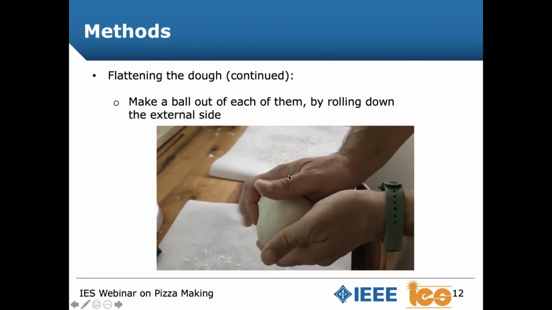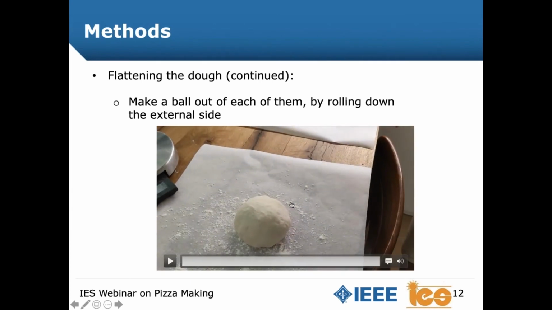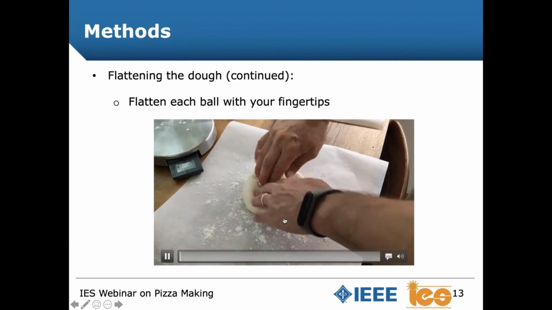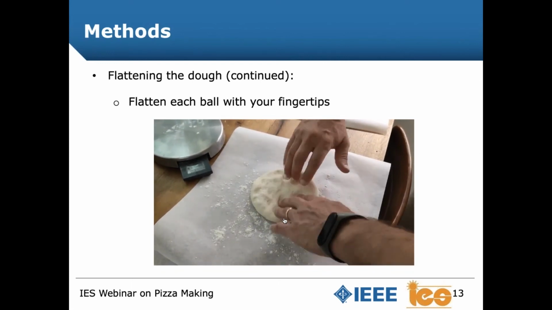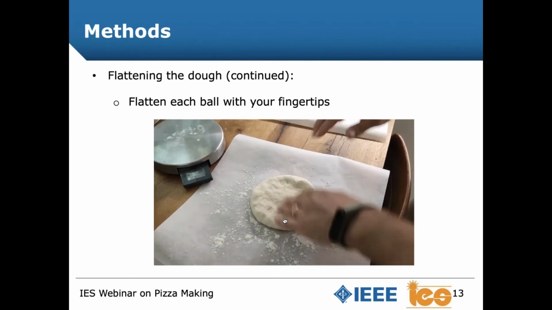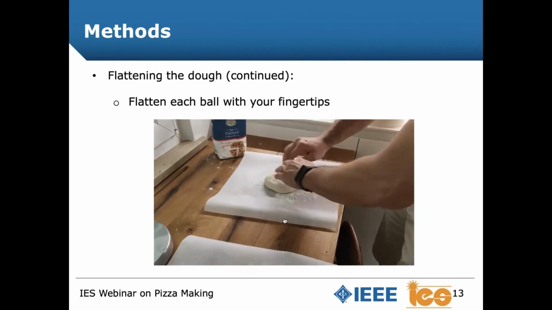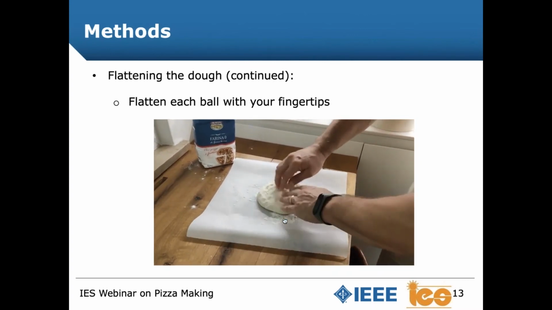Okay, you see the flour on the foils. Then you start flattening the dough with your fingers, like this. Okay, and you repeat this for all the other pieces of dough.